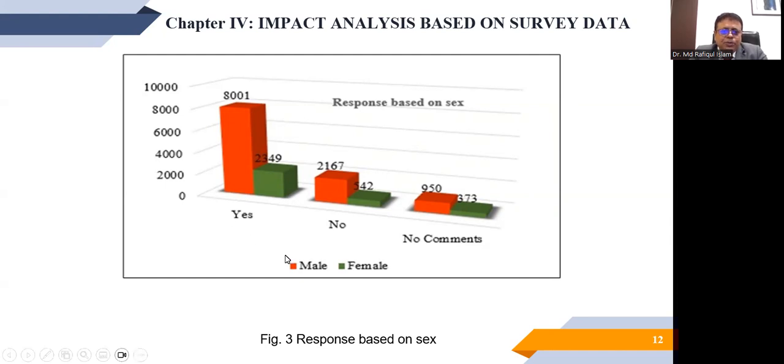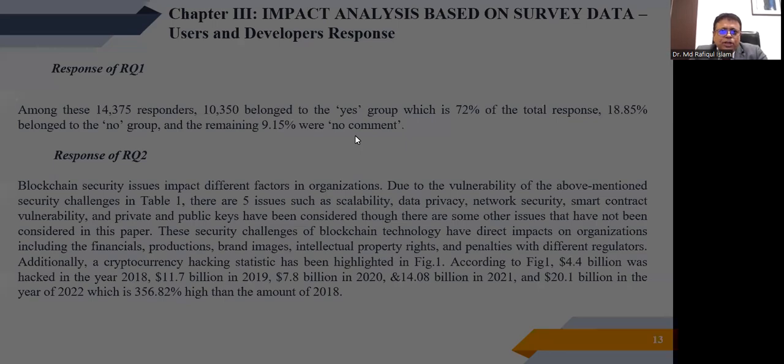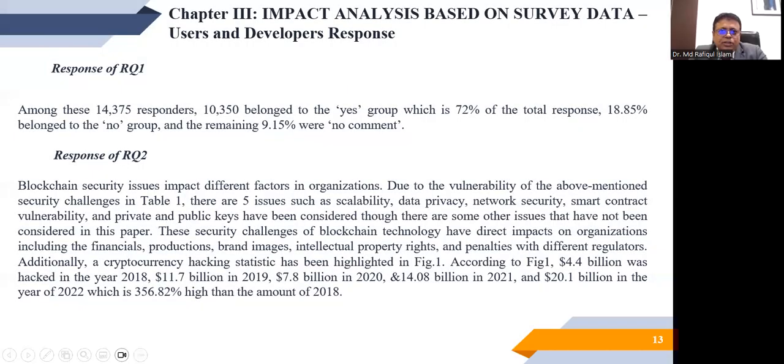Here in this figure, you can see the number of males and females. Among the males, more than 8,000 responded yes, about 8,001 users. No for the males is 2,000 plus, and no comments is 950. You can see the other part in the graph. Later, we go through the users and developers responses.